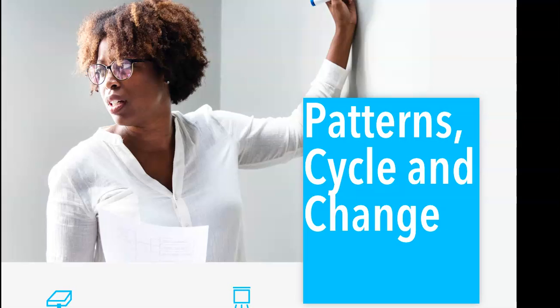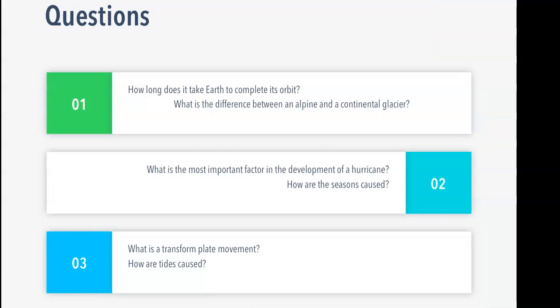Let's take a look at patterns, cycles, and change. So you can see we have 6 questions here that we'll take a look at. How long does it take Earth to complete its orbit? That definitely shows up. What is the difference between alpine and continental glacier? So we'll go over some glacier information.